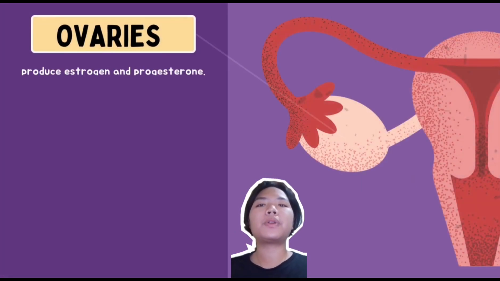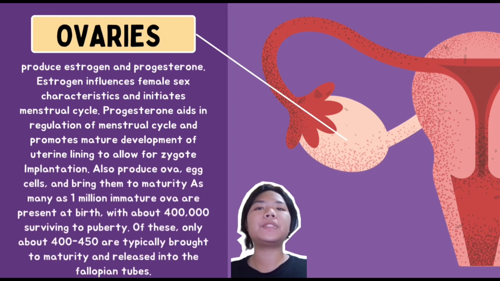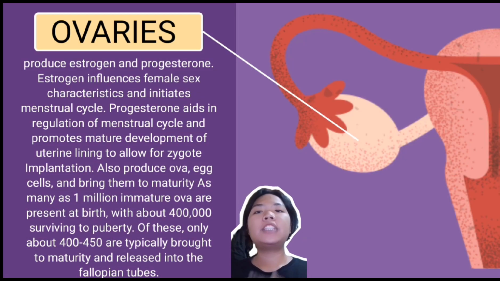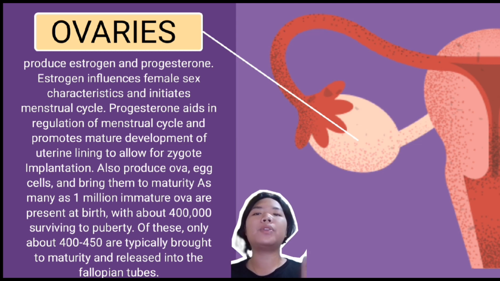The next structure is the ovaries. The ovaries produce estrogen and progesterone. Estrogen influences female sex characteristics and initiates menstrual cycles, while progesterone aids in the regulation of the menstrual cycle and promotes mature development of the uterine lining to allow for zygote implantation. They also produce ova, or egg cells, and bring them to maturity. As many as 1 million immature ova are present at birth, with about 400,000 surviving to puberty.